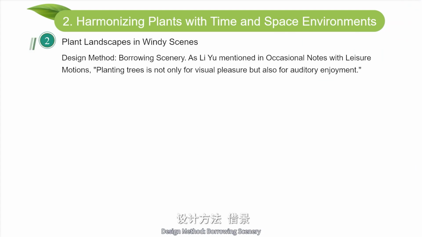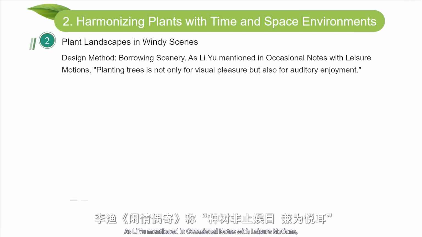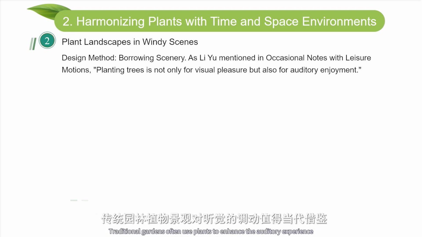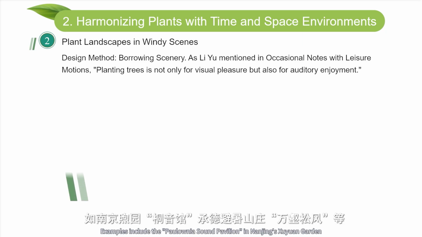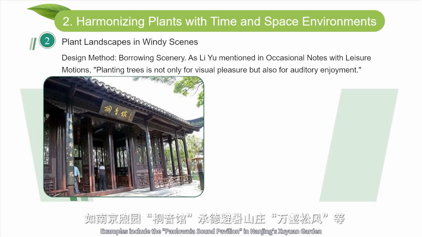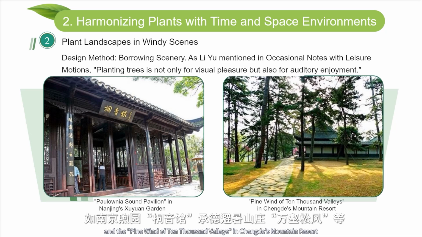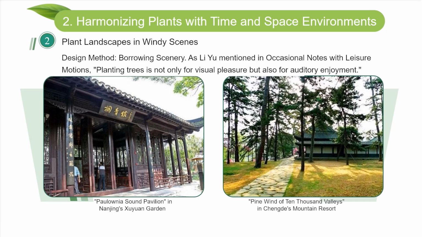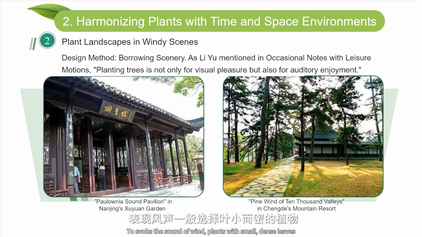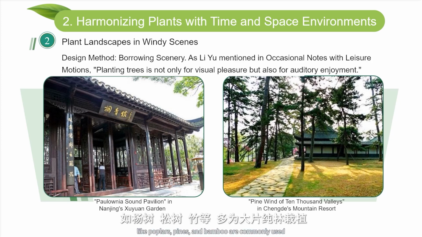2. Plant landscapes in windy scenes. Design method: borrowing scenery. As Li Yu mentioned in Occasional Notes with Leisure Motions, planting trees is not only for visual pleasure but also for auditory enjoyment. Traditional gardens often use plants to enhance the auditory experience, a technique worth emulating today. Examples include the Pine Sound Pavilion in Nanjing's Yuyuan Garden and the Pine Wind of Ten Thousand Valleys in Chengde Mountain Resort. To evoke the sound of wind, plants with small, dense leaves, like poplars, pines, and bamboo are commonly used, often planted in large, pure stands, to create a continuous and impactful soundscape.